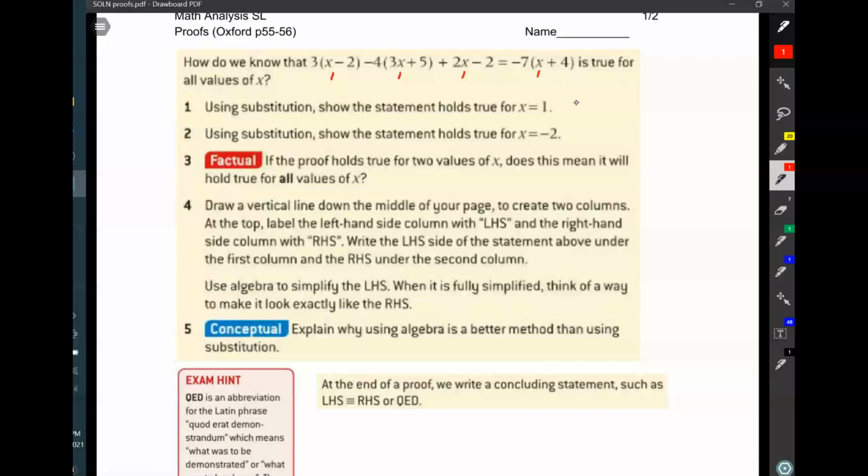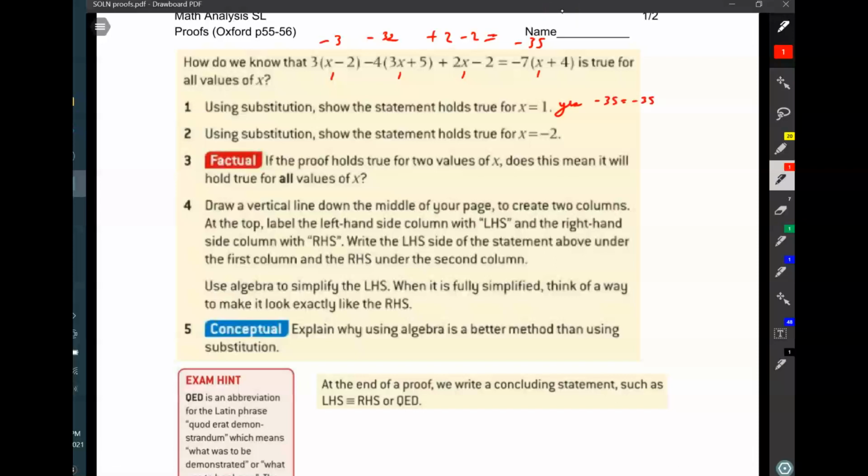Okay, so we have 3 times -1, so that's -3. We have -4 times 8, which is -32. And then we have 2x, which would be just 2, and then -2. And then here we would have -7 times 5, which is -35. And we can add these up and we'll see that they are indeed equal. So yes, we showed that -35 equals -35, right?